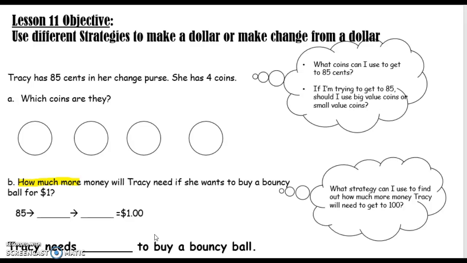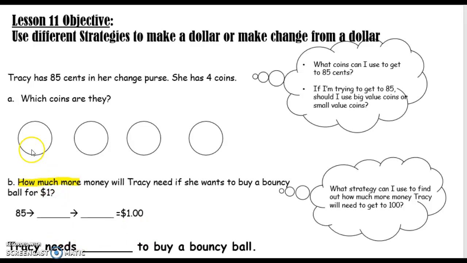If you missed this morning's conference call or you just need a refresher of today's objective, then you've come to the right place. Today's objective is to use different strategies to make a dollar or to make change from a dollar. The first question that we have for today is Tracy has 85 cents in her change purse. She has 4 coins. Which coins are they?